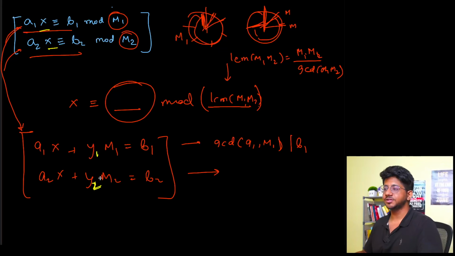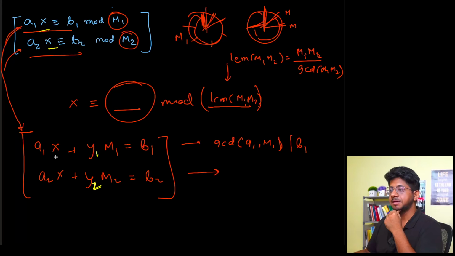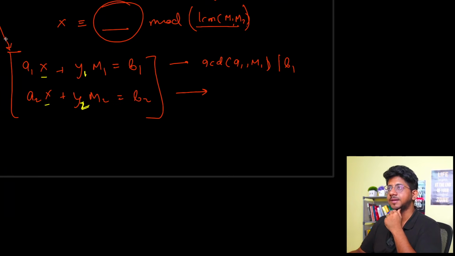Now these are the two equations. We have to find out the value of x, and how do we do that? That's pretty interesting. Let's think about it. y1, y2 is there. Maybe this x is common, so we will try to eliminate x from this side. So what I will do is multiply this equation with a2 and multiply this equation with a1 and then subtract them.